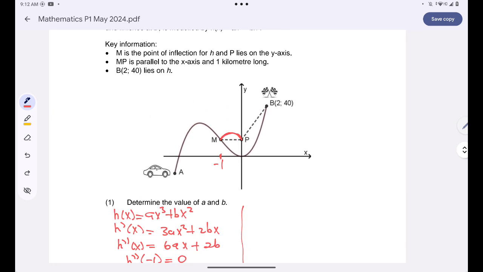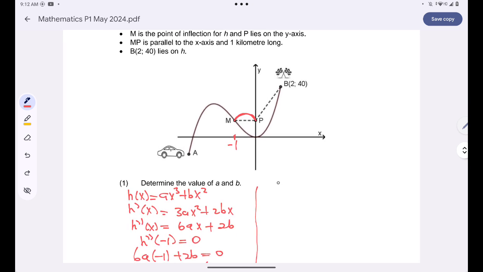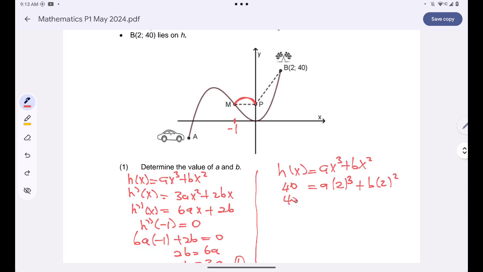Then I must use the second part of the information which I was given, which is simply the coordinates of B. Remember that h of x is equal to ax cubed plus bx squared. I know that the y value will be 40 if and only if the x value is 2. So I'll have 40 on the left hand side, and 8a plus 4b. I can divide both sides by 4. I'll have 10 is equal to 2a plus b. Therefore, the value of b is 10 minus 2a.